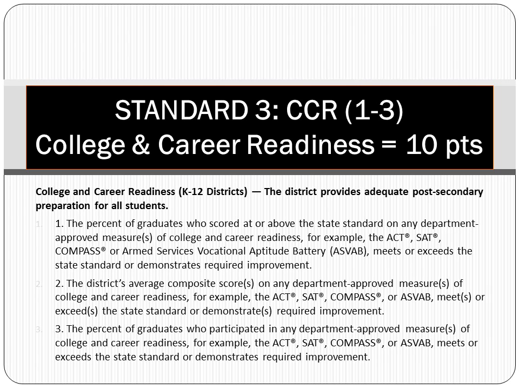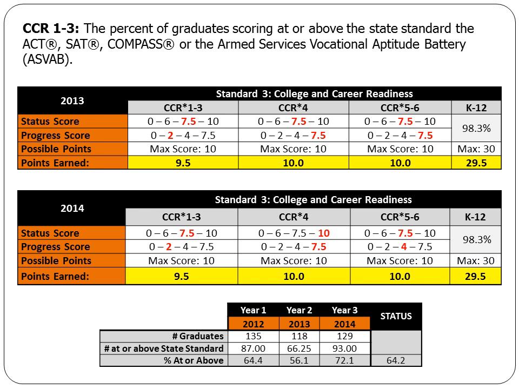Standard 3, our college and career readiness, has 6 parts. We're going to look at the first 3. 1.3 looks at and focuses on our assessments. Students that take state assessments such as ACT, SAT, Compass, and the ASVAB are what get graded here. The percentage of graduates scoring at or above the state standard on the ACT, SAT, Compass, or the ASVAB scores are predicted here and shown.